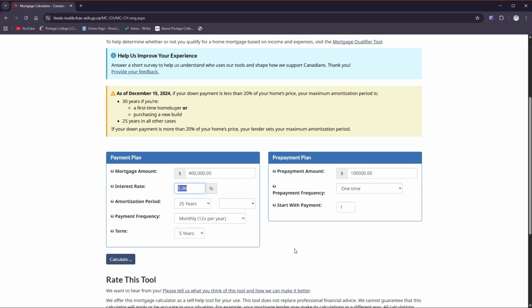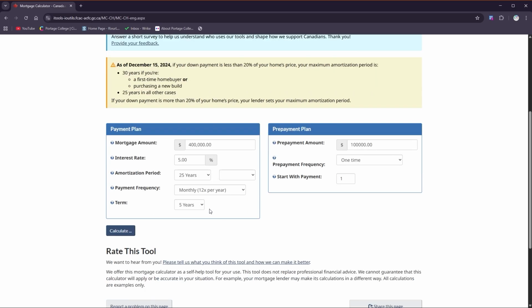Let's keep the interest rate at 5%, which is pretty reasonable. Amortization period of 25 years, so that's our baseline term of loan. For the payment frequency, let's say you want to pay monthly, so 12 times a year. So we're going to leave that. And then the term is 5 years, which means every 5 years you're going to have to come back to the bank to renegotiate the terms of your mortgage. Then all you do is click calculate, and away we go.